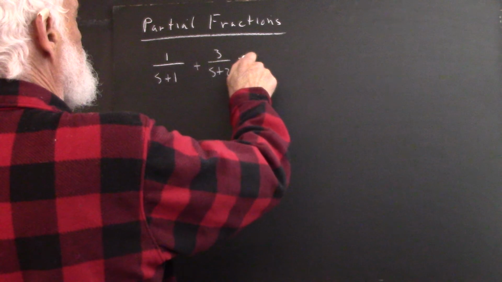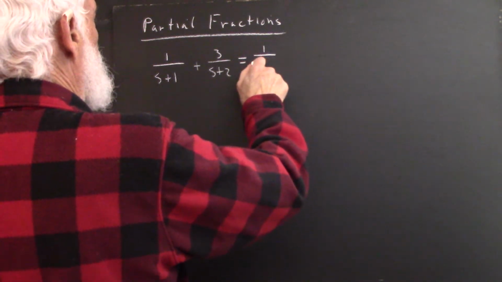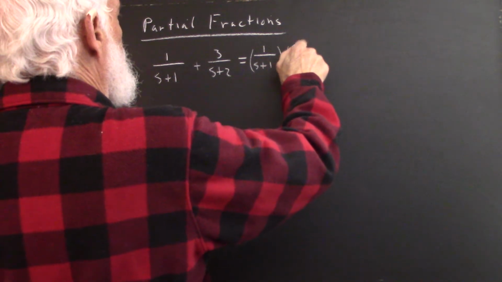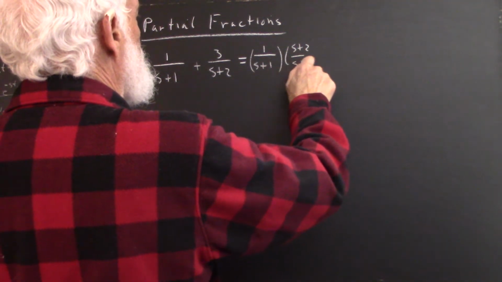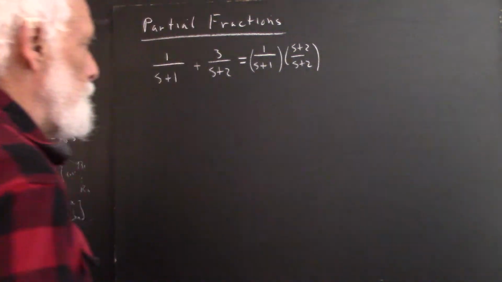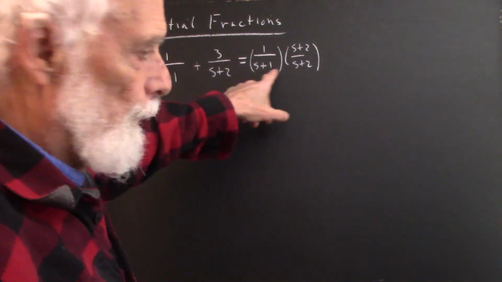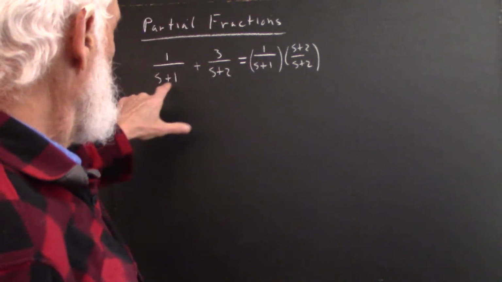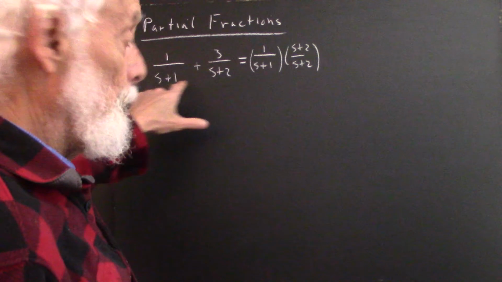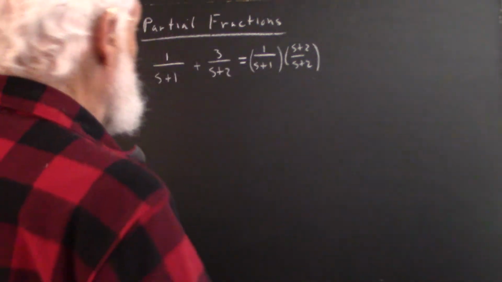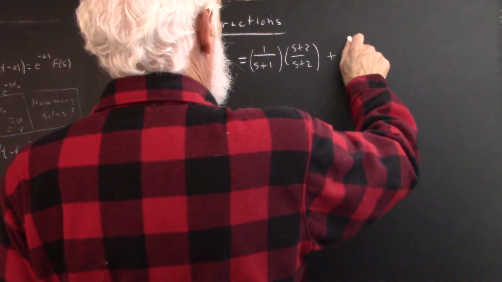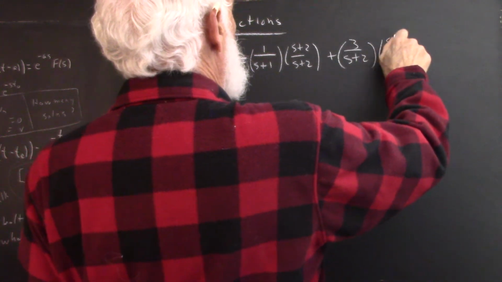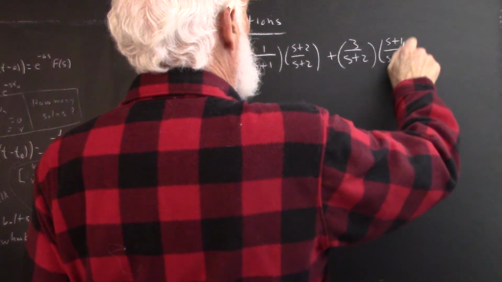Well, we can take the 1 over s plus 1 and multiply it by s plus 2 over s plus 2. And we have then denominator s plus 1 times s plus 2. Now we want a common denominator, and it's clear our common denominator is going to be this times this. So we come over here and we do 3 over s plus 2 and multiply that by s plus 1 over s plus 1.